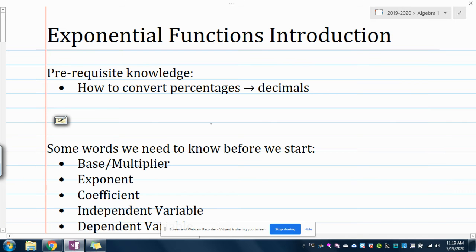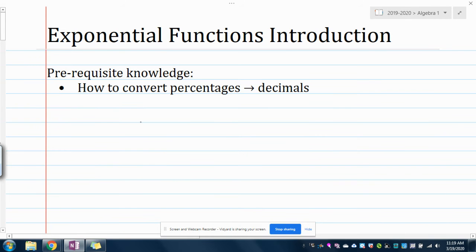Before we even do any of that, I want to go over some things that you're going to need to know for this lesson. Things that you've done in the past, but I want to make sure that you remember how to do this. If you are my student, that means that this looks awfully familiar to you because this is how I teach in class. So, prerequisite knowledge: how to convert percentages to decimals or decimals to percentages.